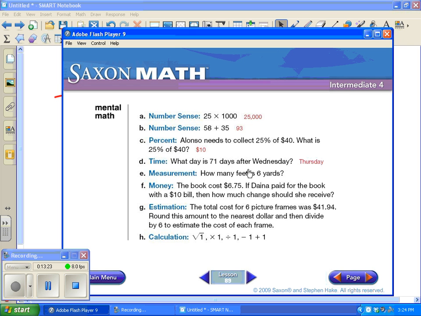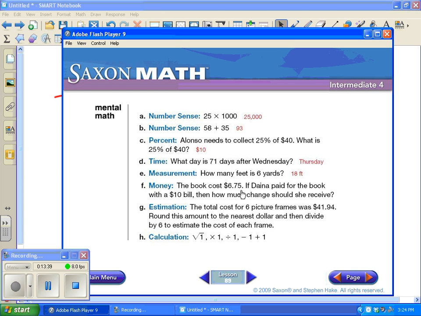How many feet is in 6 yards? This is helpful for all of you football players or football fans. In 1 yard, there's 3 feet, right? So think 6 yards times 3 feet, 18 feet.